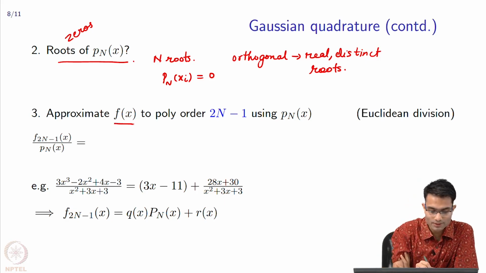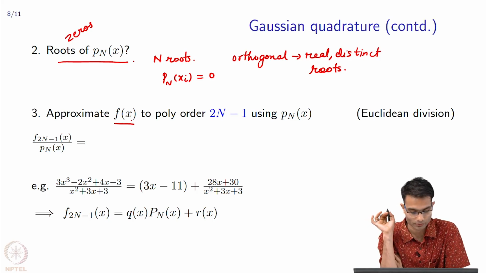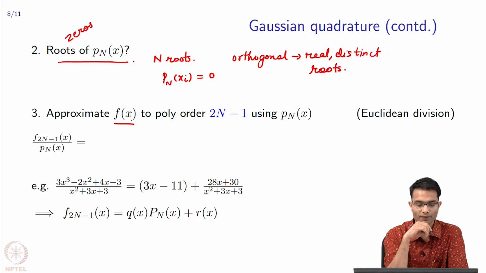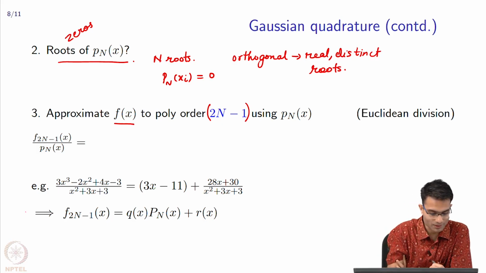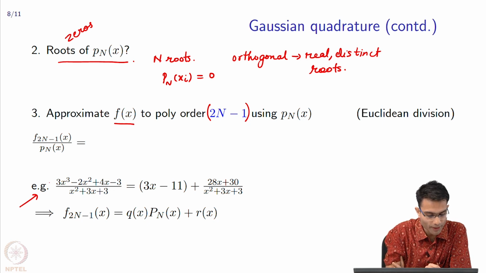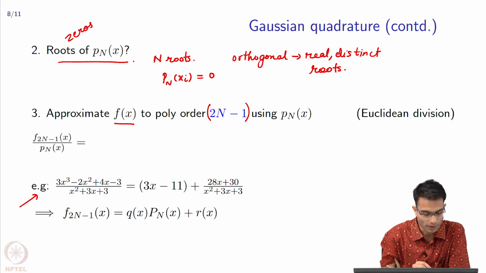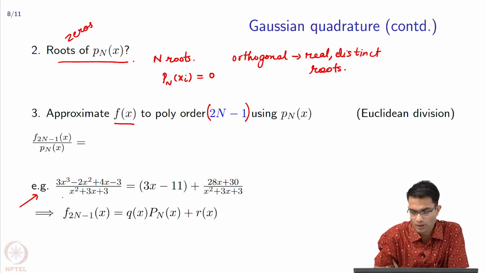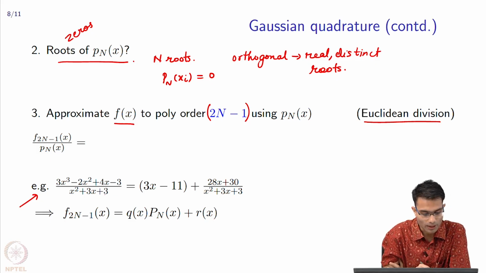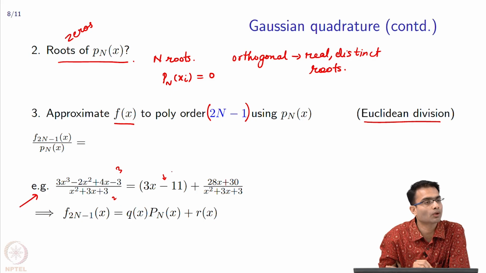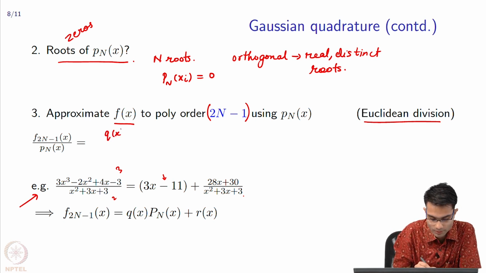Remember our function is f of x, which is not a polynomial, it is some general function. Now, we want to try to approximate it by a polynomial of order 2n minus 1. Let us just jump straight into the example. The numerator is a cubic polynomial, the denominator is a polynomial of order 2. This goes back to something you would have done in high school, called Euclidean division of rational functions. If I do this division, the quotient will be order 1, and the remainder will also be of degree 1 in this case. The same thing applies here. I will get a q x plus some remainder r x.